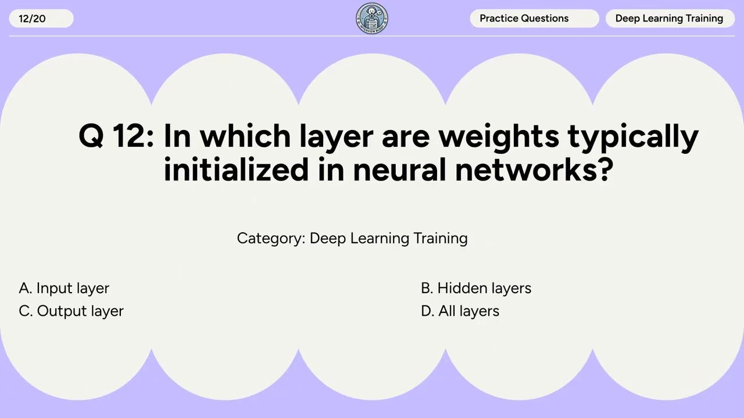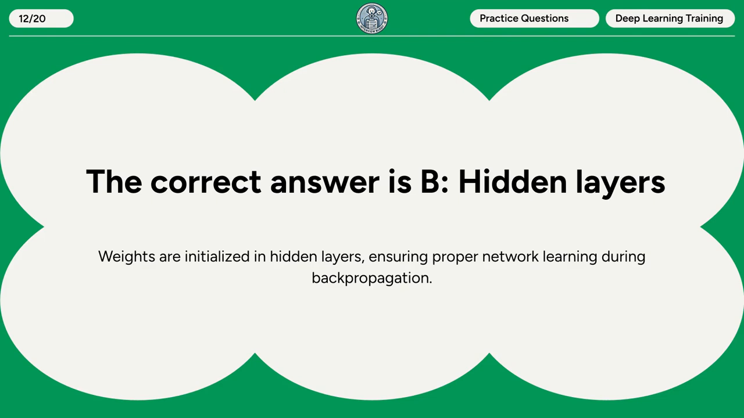Question 12. In which layer are weights typically initialized in neural networks? A. Input layer. B. Hidden layers. C. Output layer. D. All layers. The correct answer is B. Hidden layers. Weights are initialized in hidden layers, ensuring proper network learning during backpropagation.